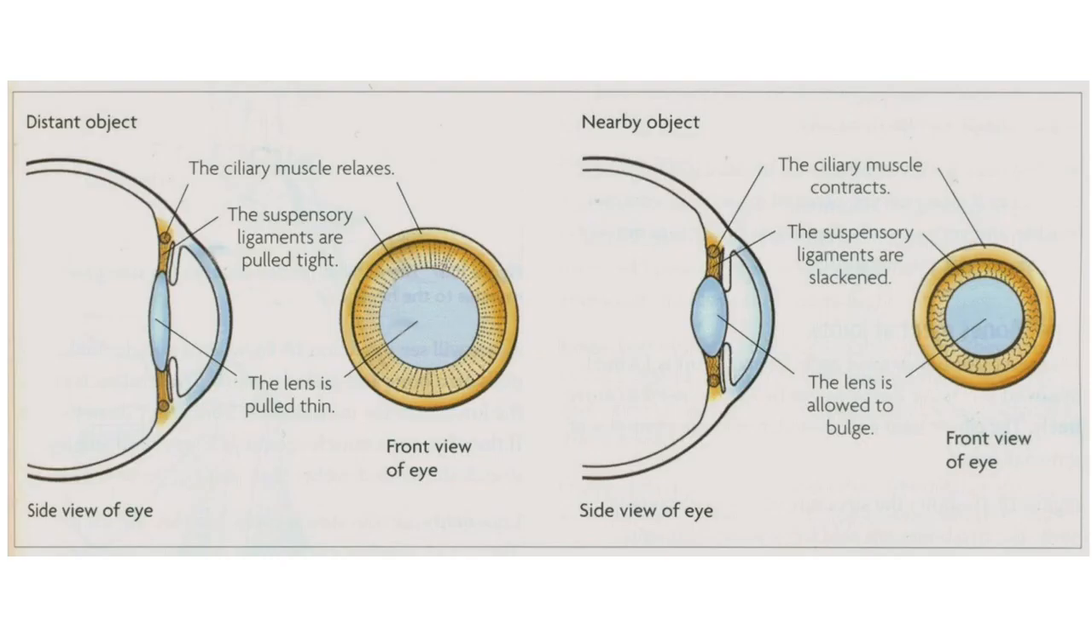This is the explanation. Distant object: the ciliary muscle relaxes. The suspensory ligaments are pulled tight. The lens is pulled thin. Nearby object: the ciliary muscle contracts. The suspensory ligaments are slackened. The lens is allowed to bulge.